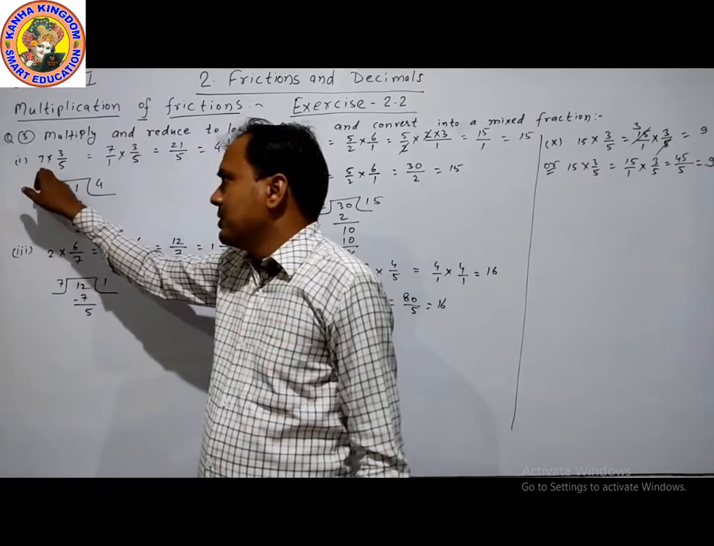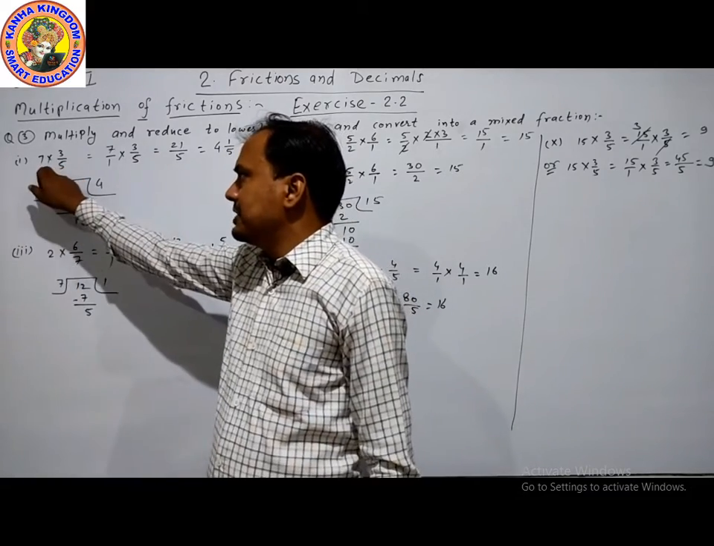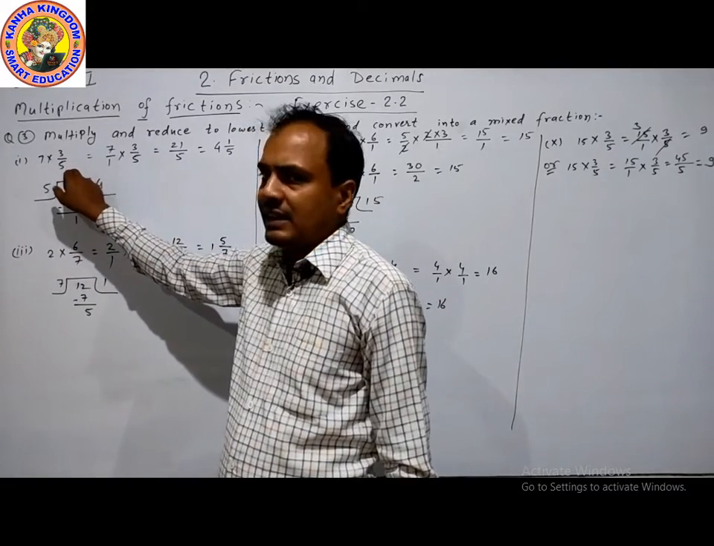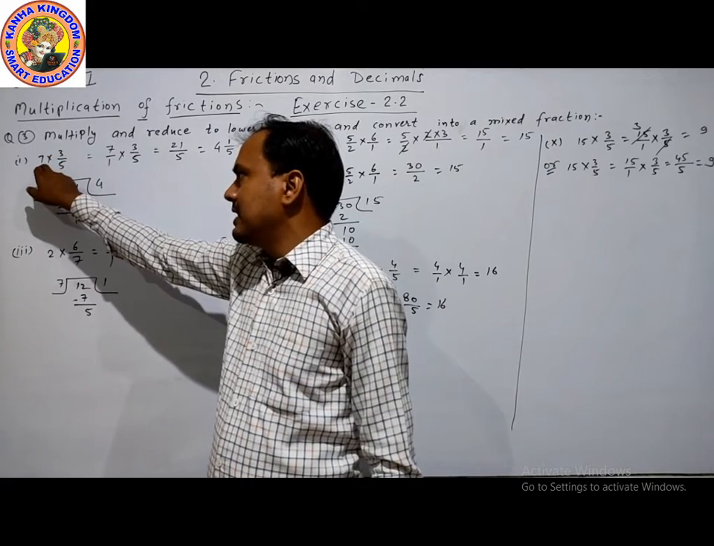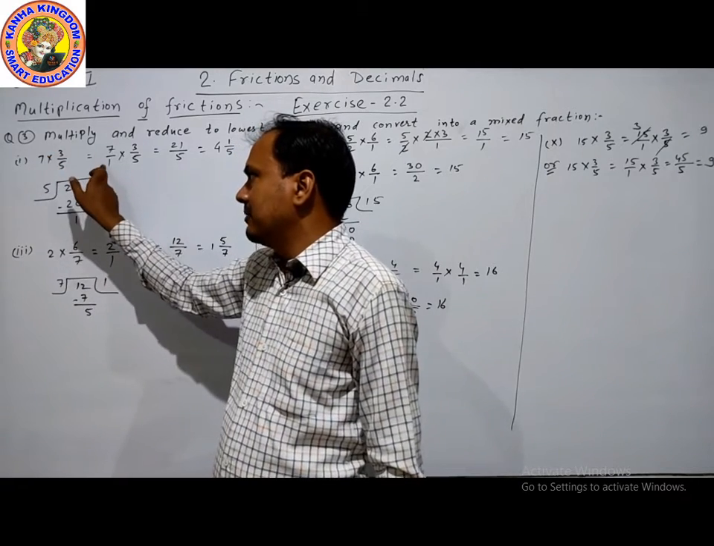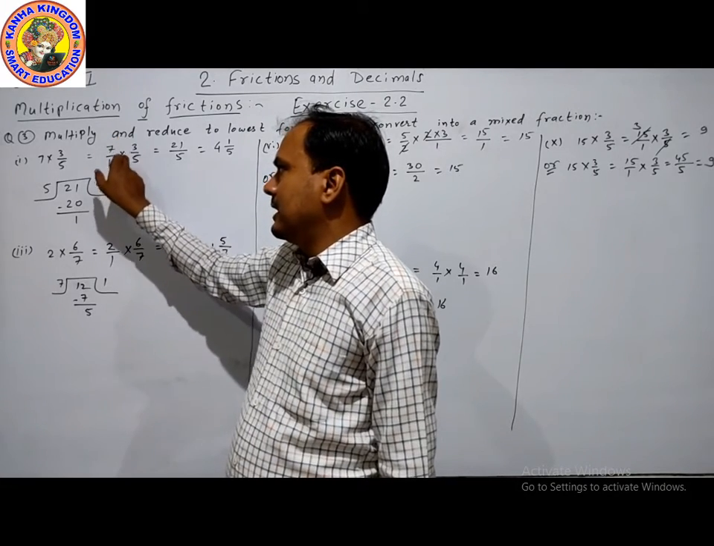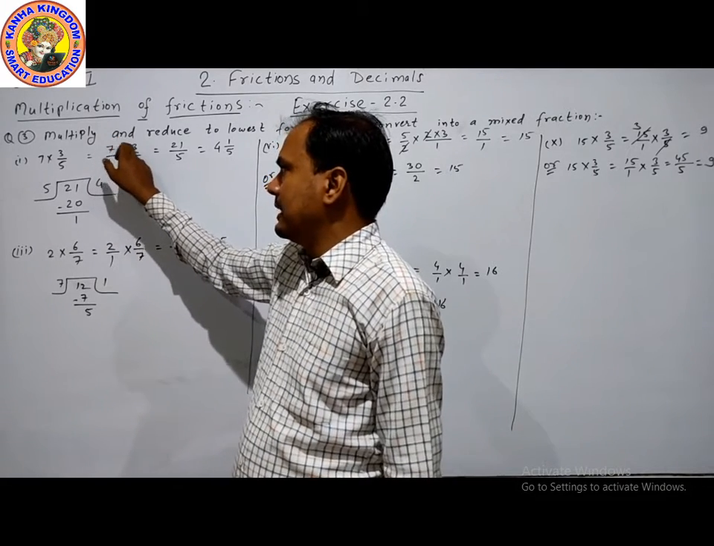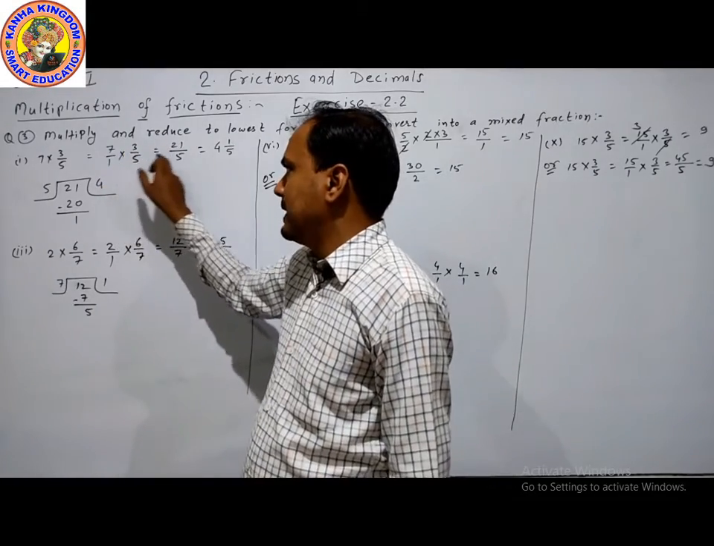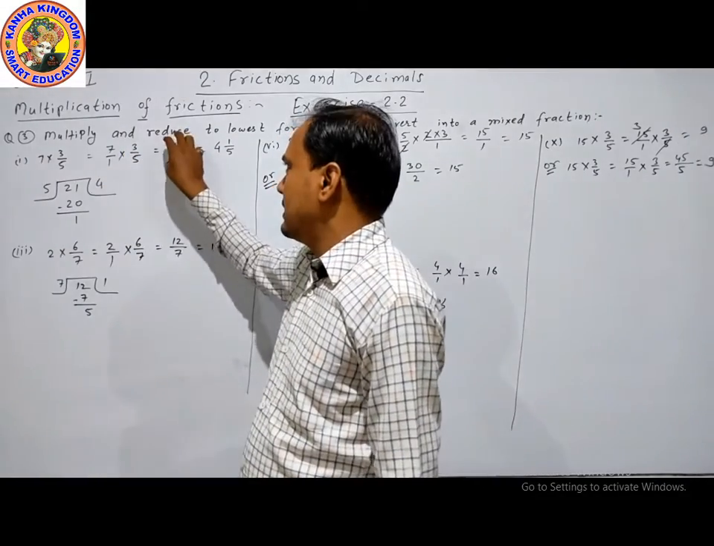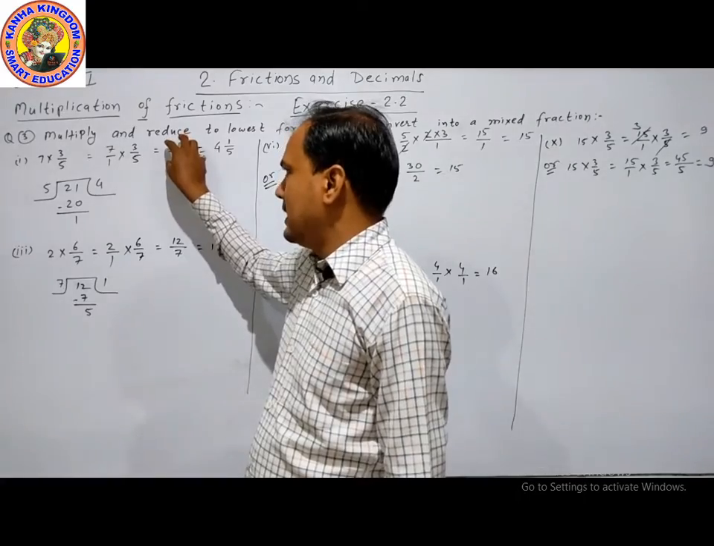Question number 1, 7 into 3 by 5. This is our integer and this is our fraction. So we will convert the integer into a fraction number by dividing by 1. We will multiply numerator and denominator separately. 7 into 3, 21; 1 into 5, 5. This is our multiplication answer.